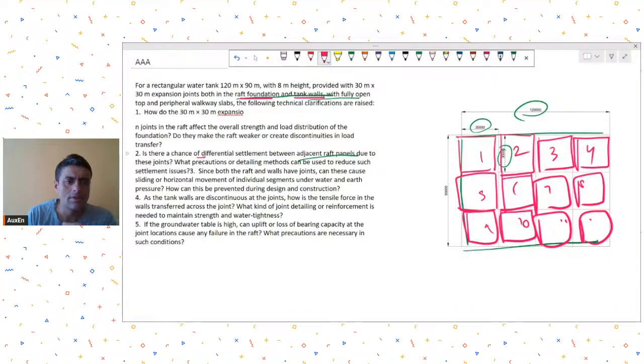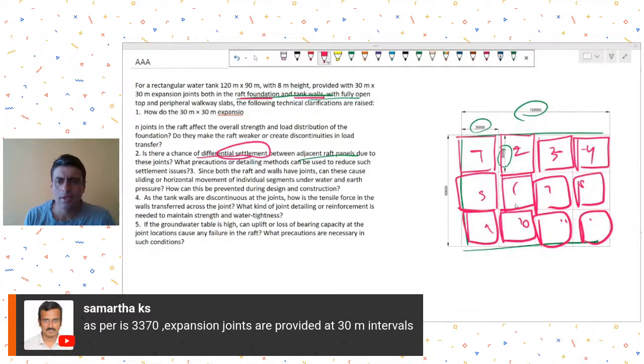So even if there is a differential settlement, let's assume, then also I don't think there will be much of a problem, because all these are now independent tank units. So I'm not sure about the question right now. So let him provide more detail.